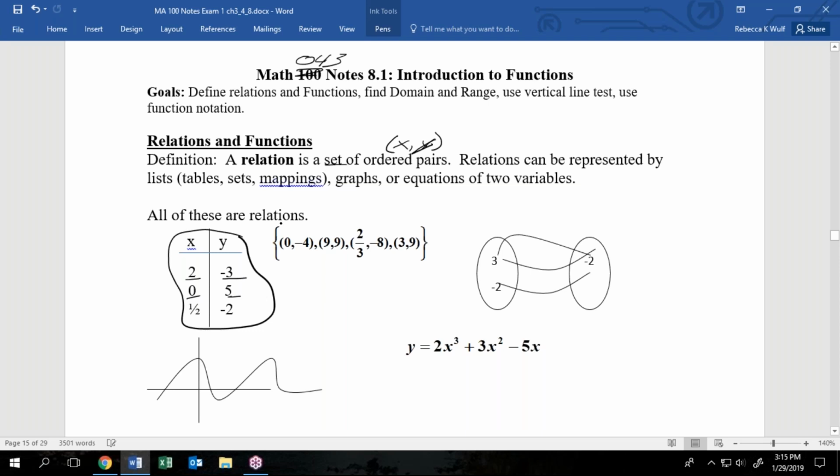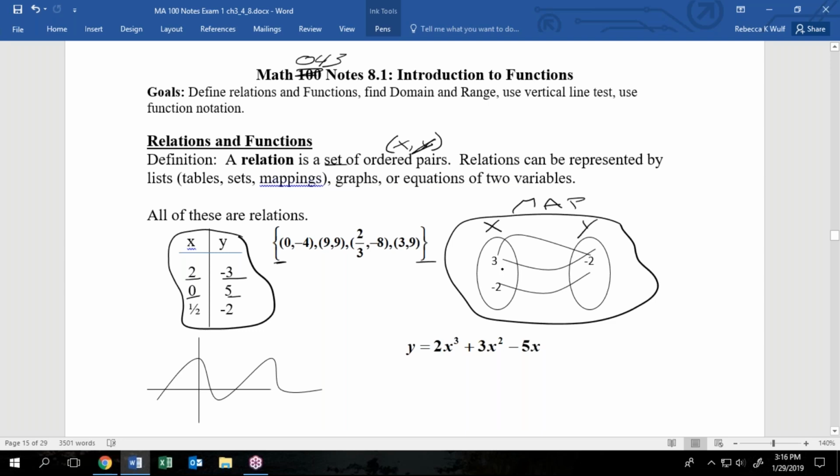Since we use the word set here, the next one I have is set notation. I have some curly brackets, and I have several points that are part of that set. This third one on the right, some people may not be as familiar with. This is what we call a map. It's just a different way of stating the relationship, and it can be quite useful when it comes to determining if something's a function.